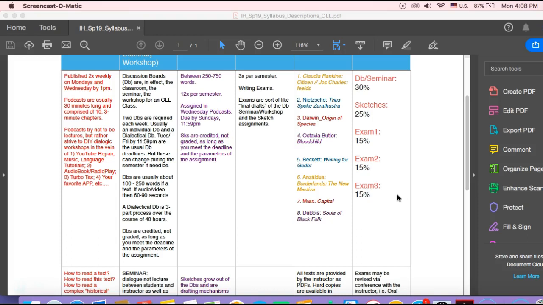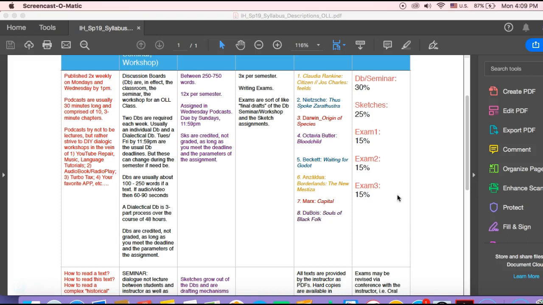As you saw on that first table of the schedule, we do twice a week. We have about 14 weeks, so we're doing maybe 28 of these during the semester. Sketches are 25% of your grade, and you do about 12 of those.